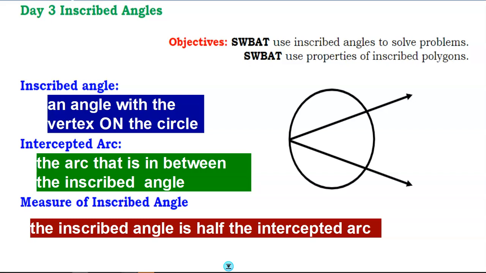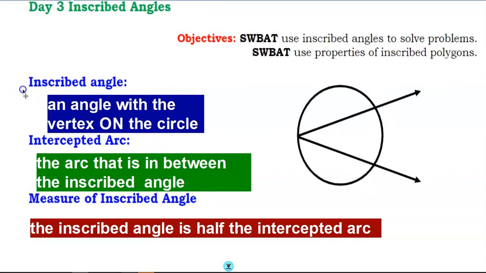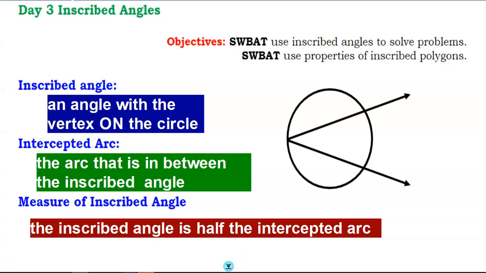So this is called inscribed angles. I want you to think of inscribed, thinking inside. Here we go. An inscribed angle is an angle with the vertex on the circle. So the vertex is the inside of the angle. Okay? So that's the inscribed angle.